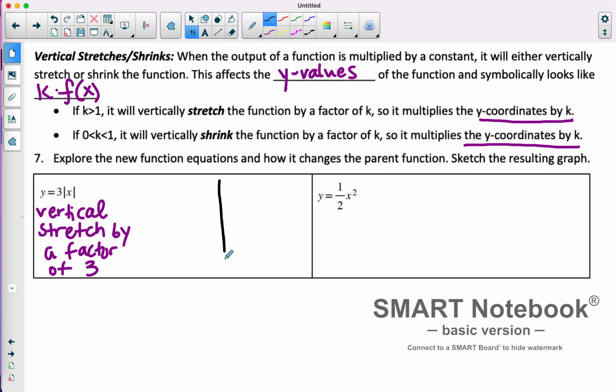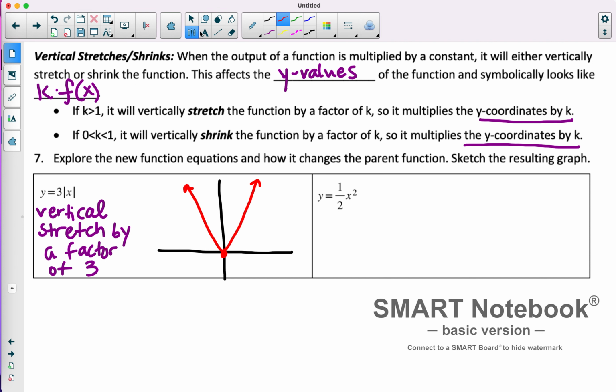Graphically, what that looked like, our V shape was stretched up more. It did not change that point 0, 0, that vertex, but it did vertically stretch each one of those y values.